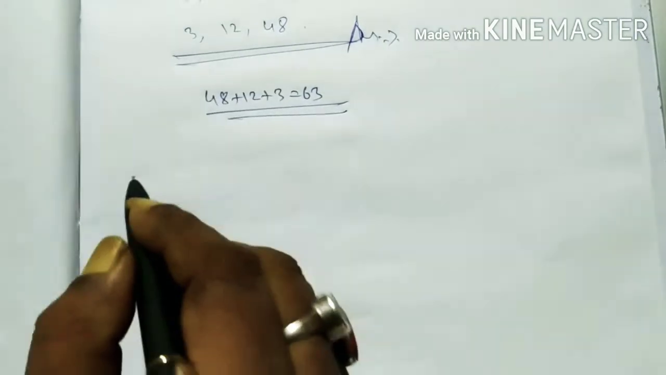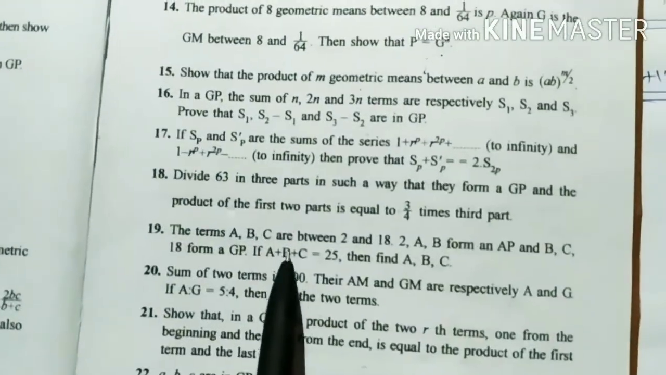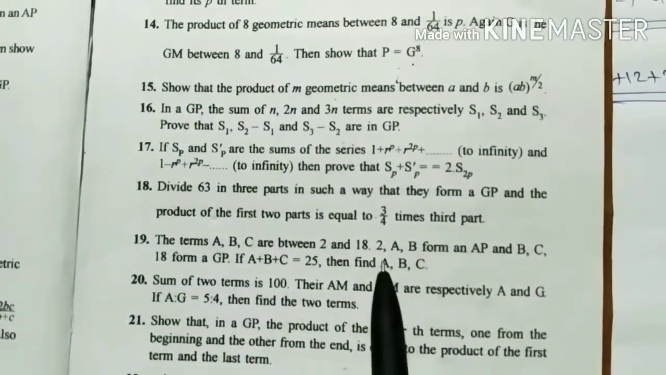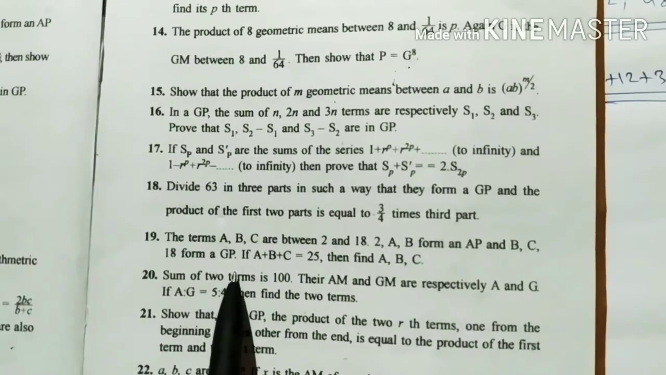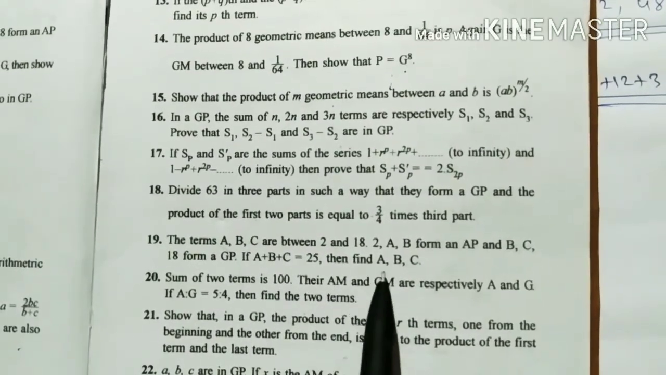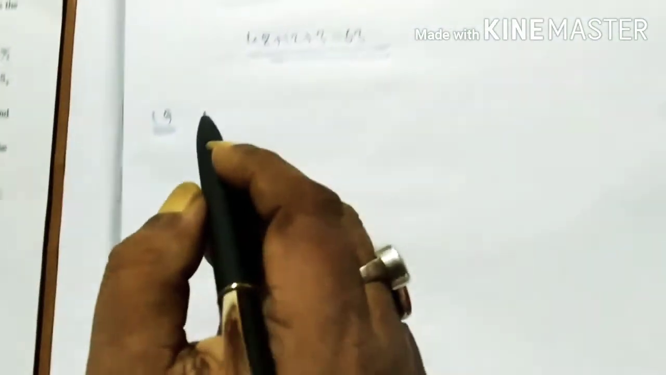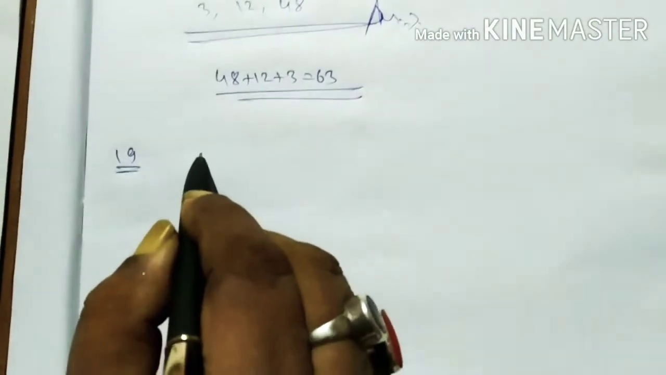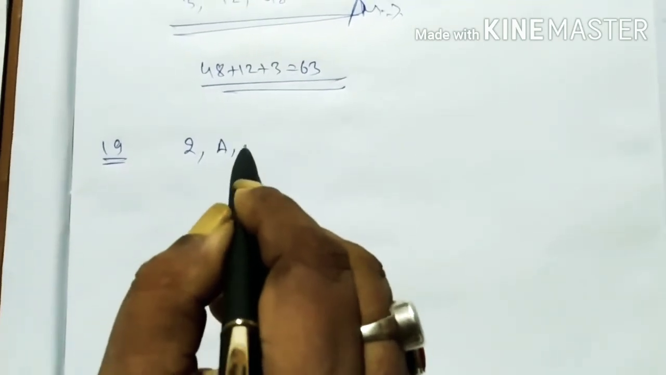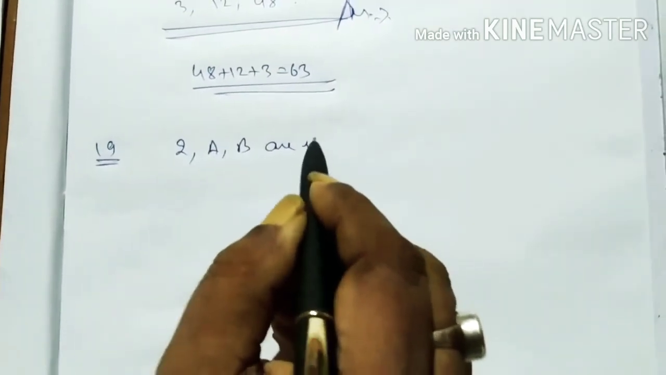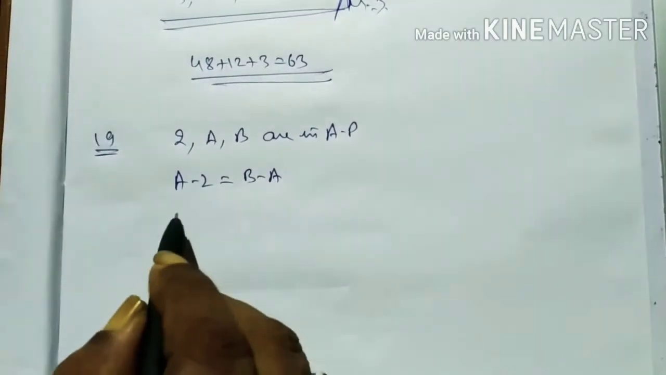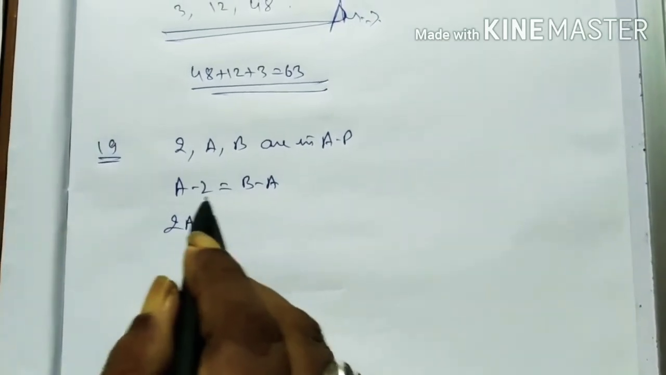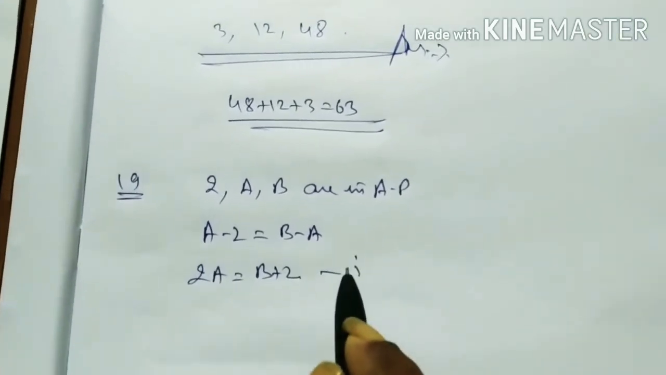Now I am going to question number 19. Here you see the terms A, B, C are between 2 and 18. 2, A, B form an AP and B, C, 18 form a GP. If A plus B plus C is 25, then find the value of A, B and C. So here 2, A and B are in AP. So A minus 2 is equal to B minus A. So twice A is equal to B plus 2. This is our equation 1.